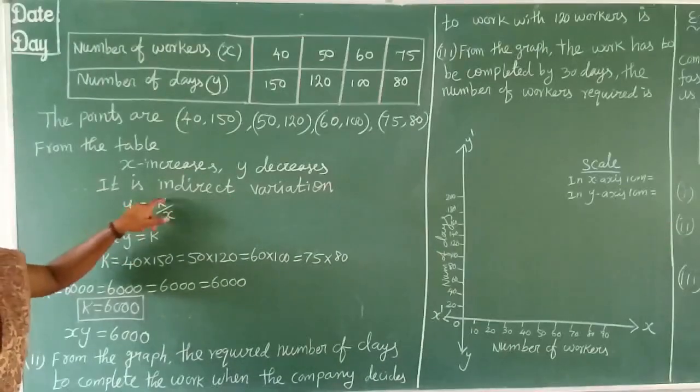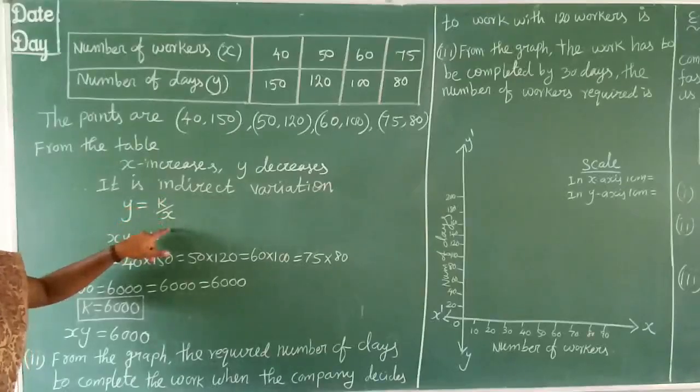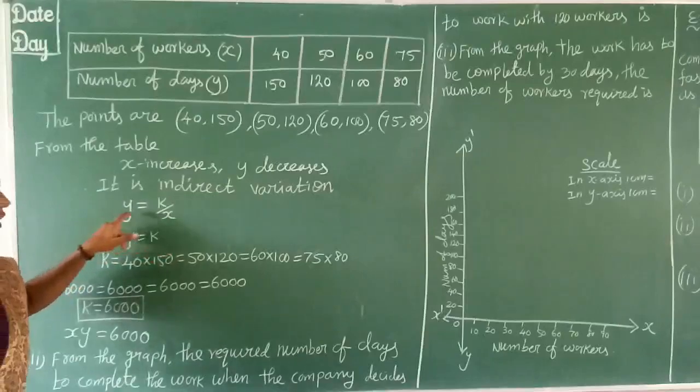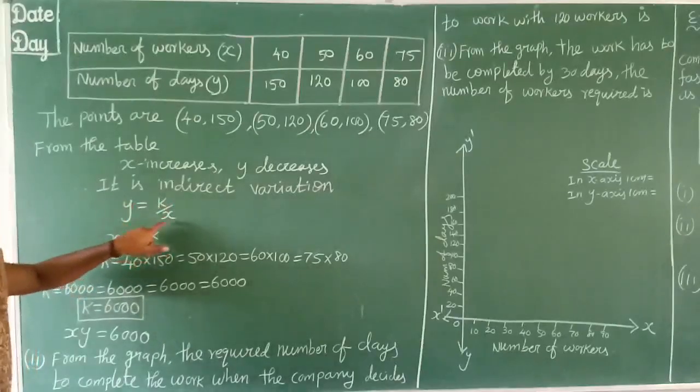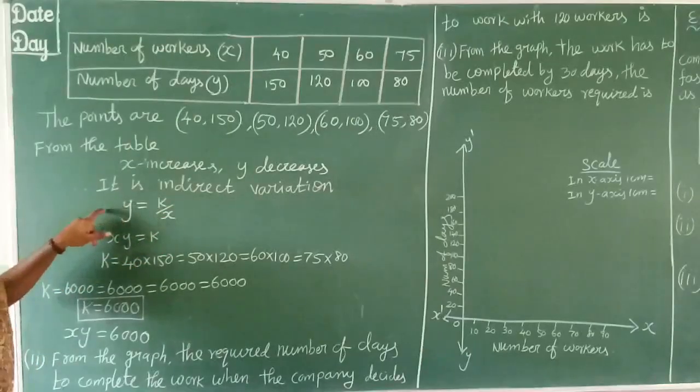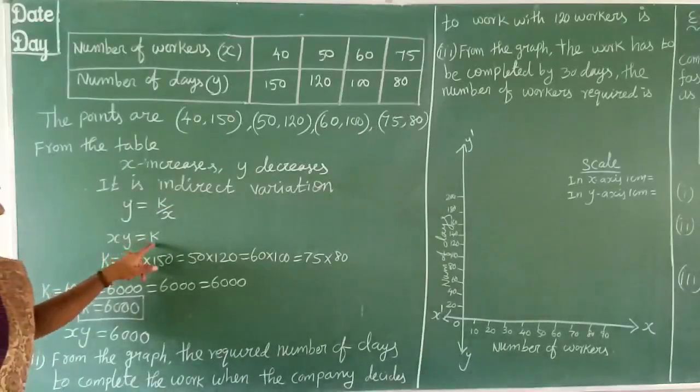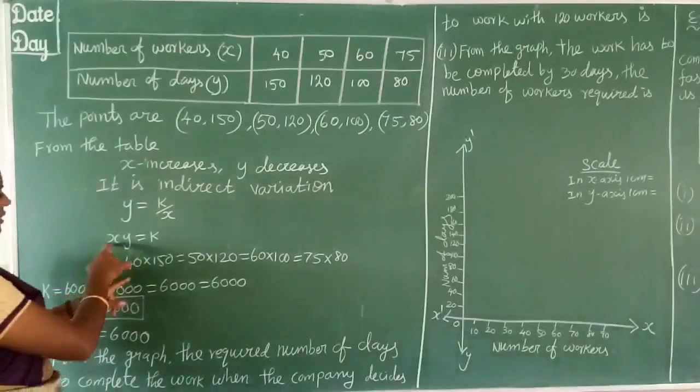So indirect variation means what is the equation? y equals k by x. Direct means y equals kx. Indirect means y equals k by x. So what is the k value? The denominator x comes inside multiplication, so xy equals k. So k is equal to x into y.